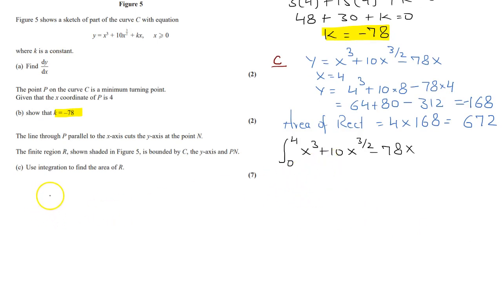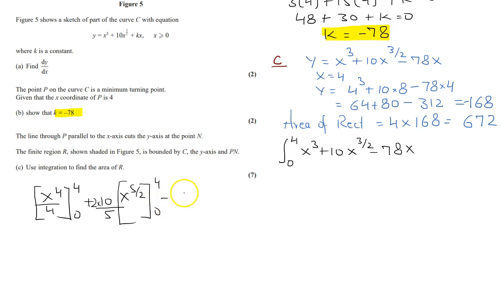So x cube means x to the power 4 over 4, 0 to 4, plus 10 times x to the power 3 over 2 plus 1, x to the power 5 over 2 over 5 over 2, multiply 2. This is also 0 to 4, minus 78 times x, which is x square over 2, 0 to 4.